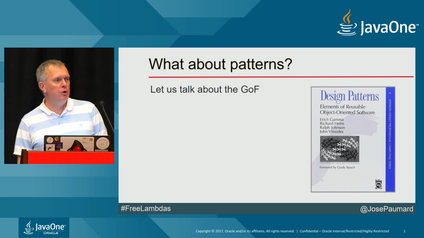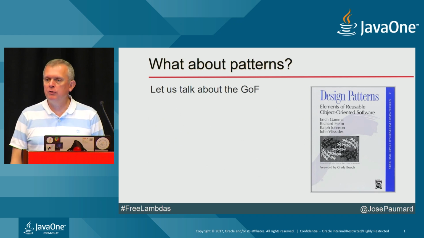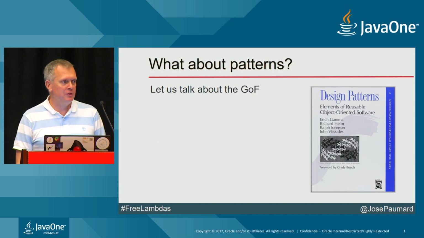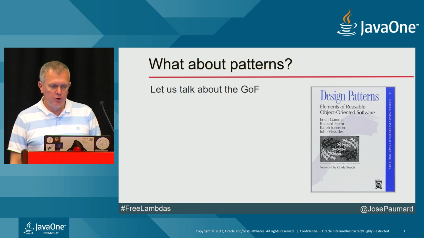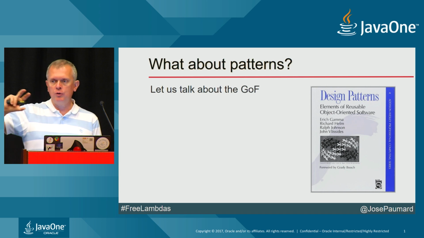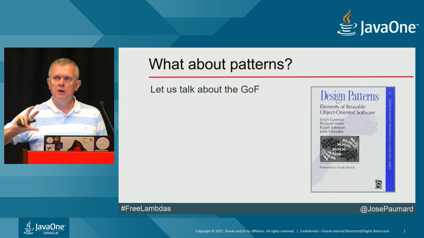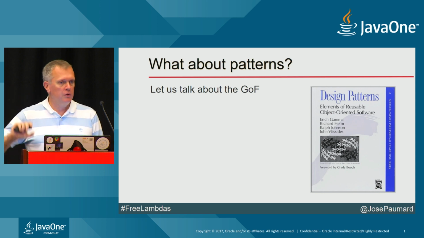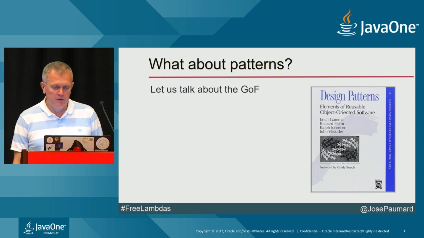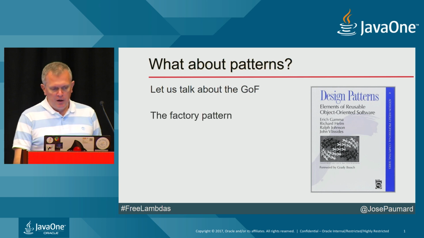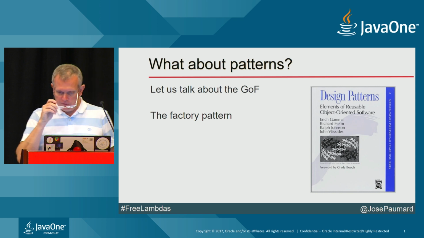I guess you all know this book. This is called The Gang of 4. It has a bunch of wonderful patterns in it. We're not going to talk about all those patterns, but what I would like to show you is just a hint on how to implement some of those patterns using lambda expressions, default methods, and factory methods in a very efficient way. Let us begin with the factory pattern.